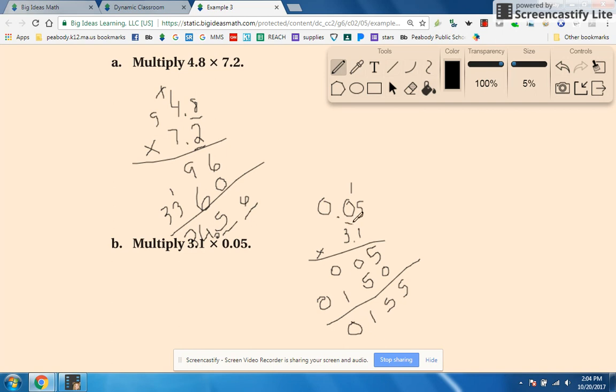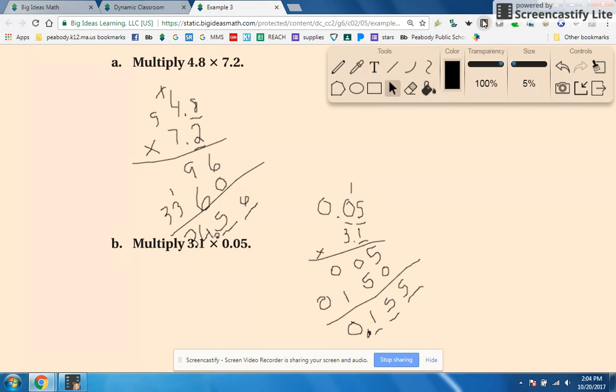This time we have 2 numbers to the right of the decimal on the top, 1 number to the right of the decimal on the bottom. That's a total of 3 numbers to the right. So if I put my decimal right here, I have 3 numbers to the right. So you're counting how many numbers are to the right of each decimal, and whatever that total is, that's how many have to be to the right in your final answer. So that's how you know where to put your decimal point.